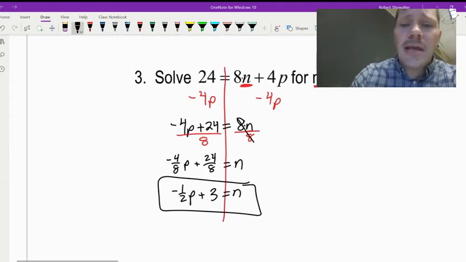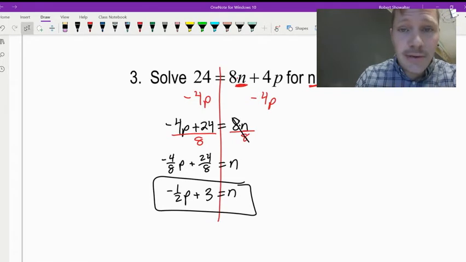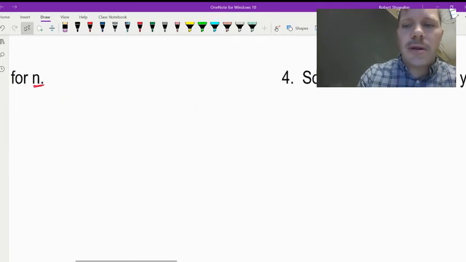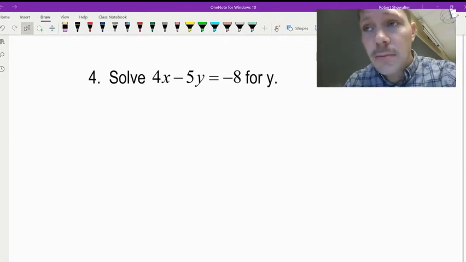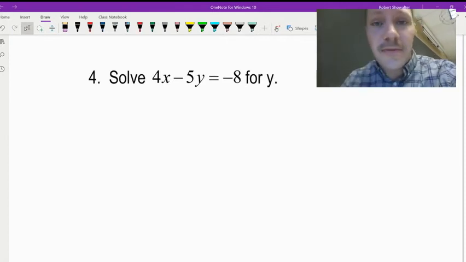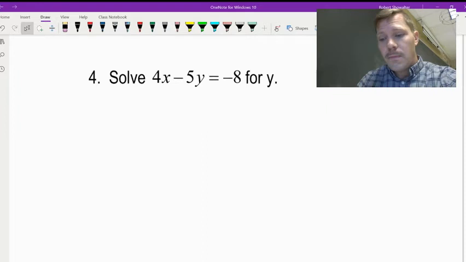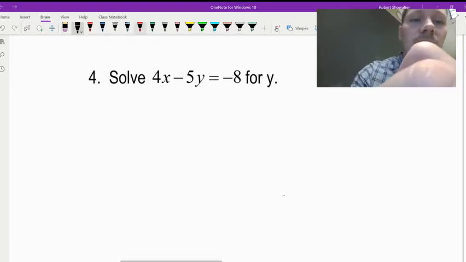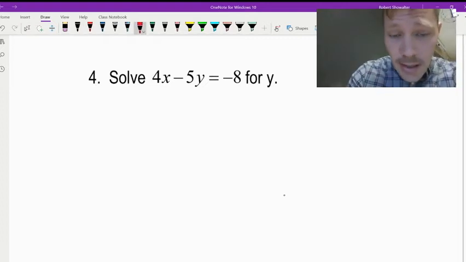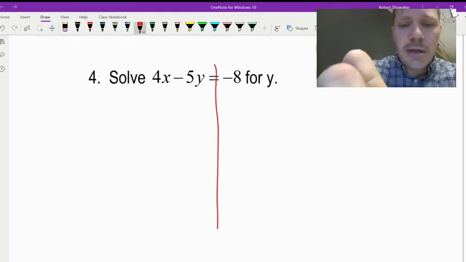Pause it if you don't understand that. Rewind it. Listen to it again. Do another one, number 4. Maybe try this one on your own before you do it. So pause the video. Did you pause the video? You paused the video. Great job. So now when you try it, compare it with what we're going to do here as a team.